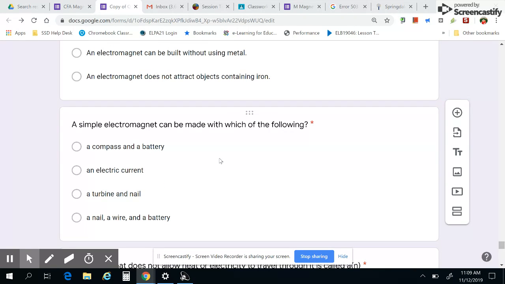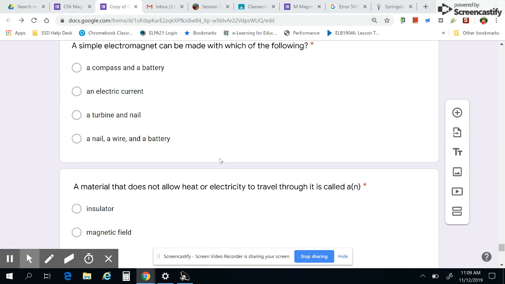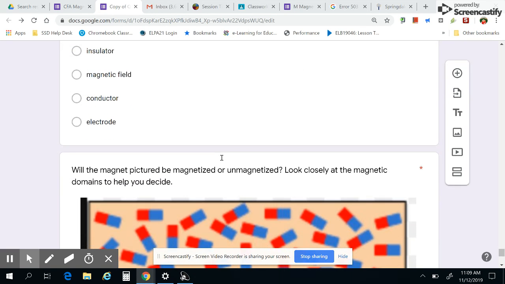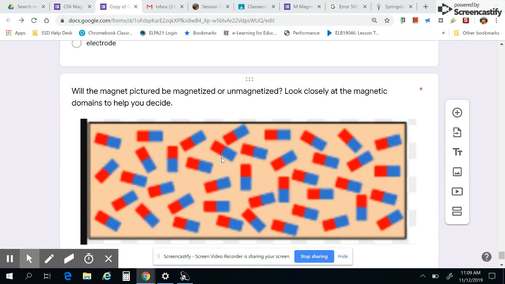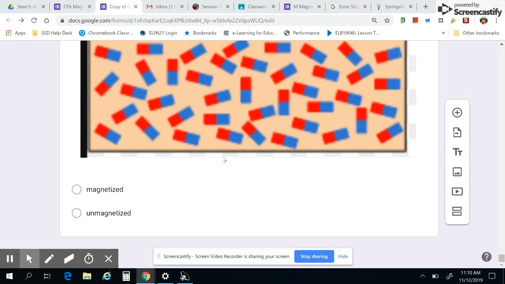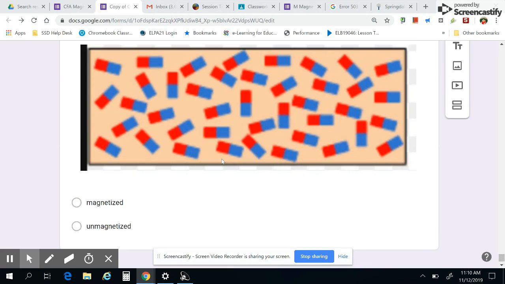A simple electromagnet can be made with which of the following? A compass and a battery, an electric current, a turbine and a nail, a nail, a wire, and a battery. A material that does not allow heat or electricity to travel through it is an insulator, magnetic field, conductor, electrode. Will the magnet pictured be magnetized or unmagnetized? Look closely at the magnetic domains to help you decide. Magnetized or unmagnetized.